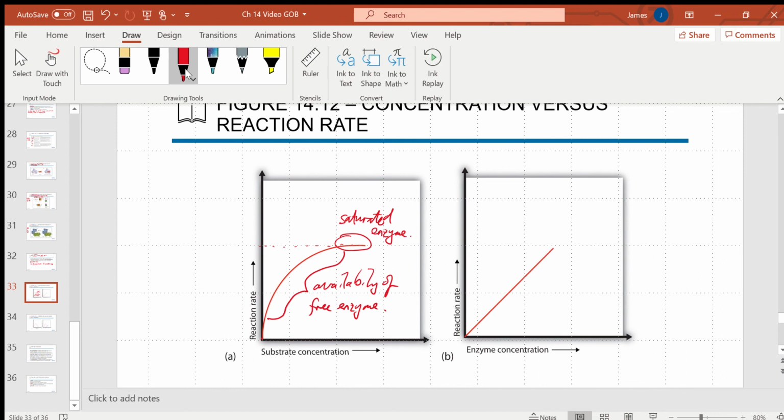Obviously, if we add more enzyme, why is that linear? Why is this a y is mx plus b relationship? It's y is mx plus b because all enzyme is free. It's free to load substrate. And the second you do, you increase the rate. So that's why it's a straight line.